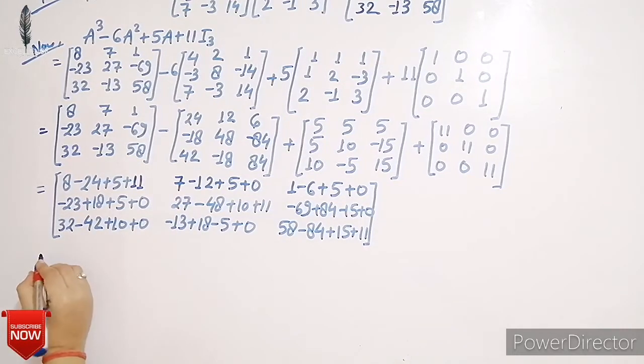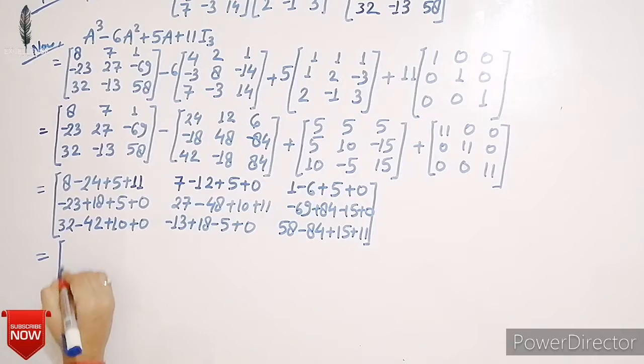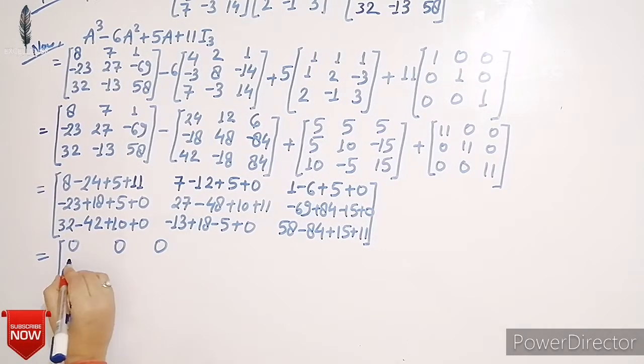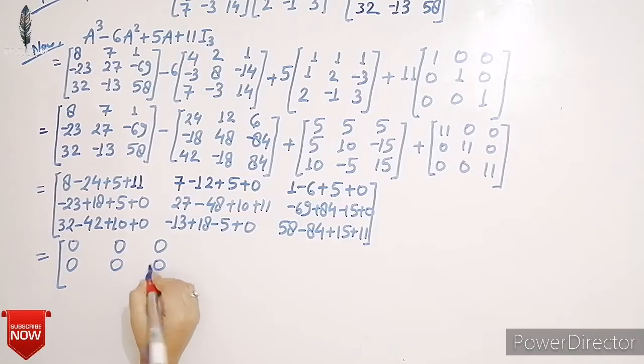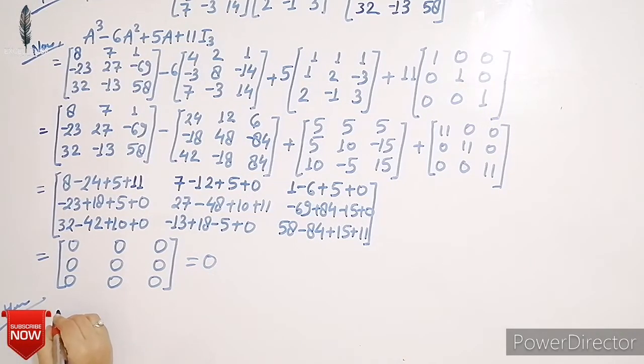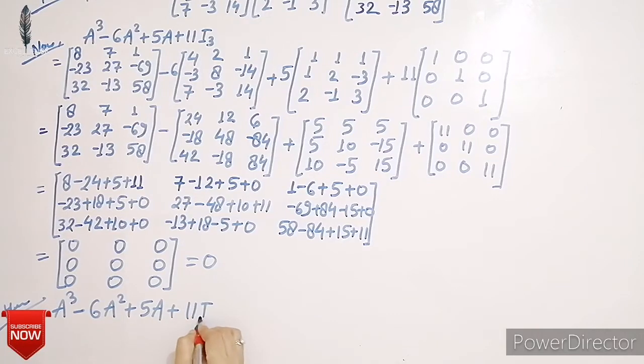On solving, clearly we have here 0, 0, 0, here also 0, 0, 0, and the third row is 0, 0, 0, which is the null matrix. Okay. Hence, A cube minus 6A square plus 5A plus 11 I3 is equal to 0.